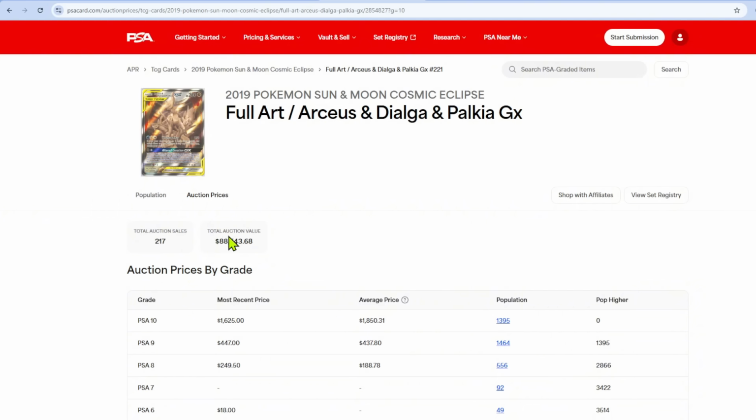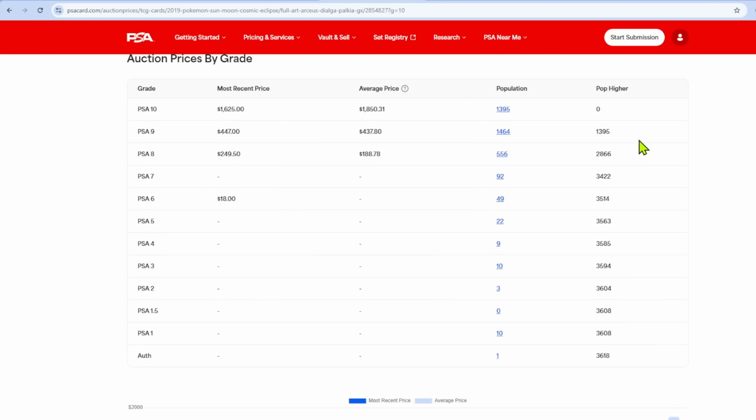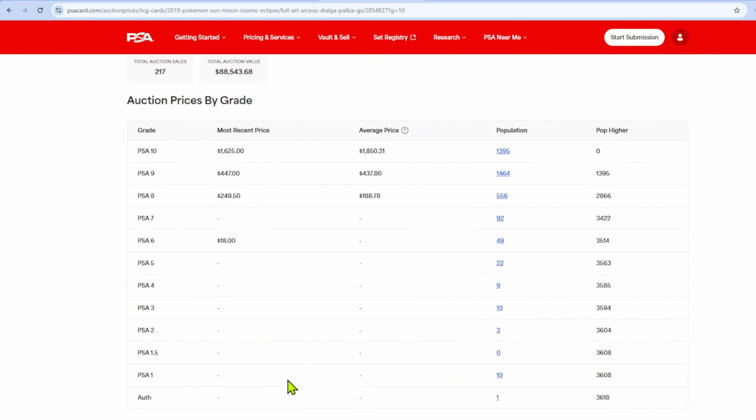So, next card, for those of you who weren't around for Sun and Moon, again, the hobby wasn't in a speculative phase. Sun and Moon wasn't selling too well, even though the last 4 sets are some of the best sets in Pokemon history, in my opinion. So I want to focus on Cosmic Eclipse, the Full Art Arceus, Dialga, and Palkia GX. Very nice card. Low population, $13.95 in a PSA 10, as we can see here.